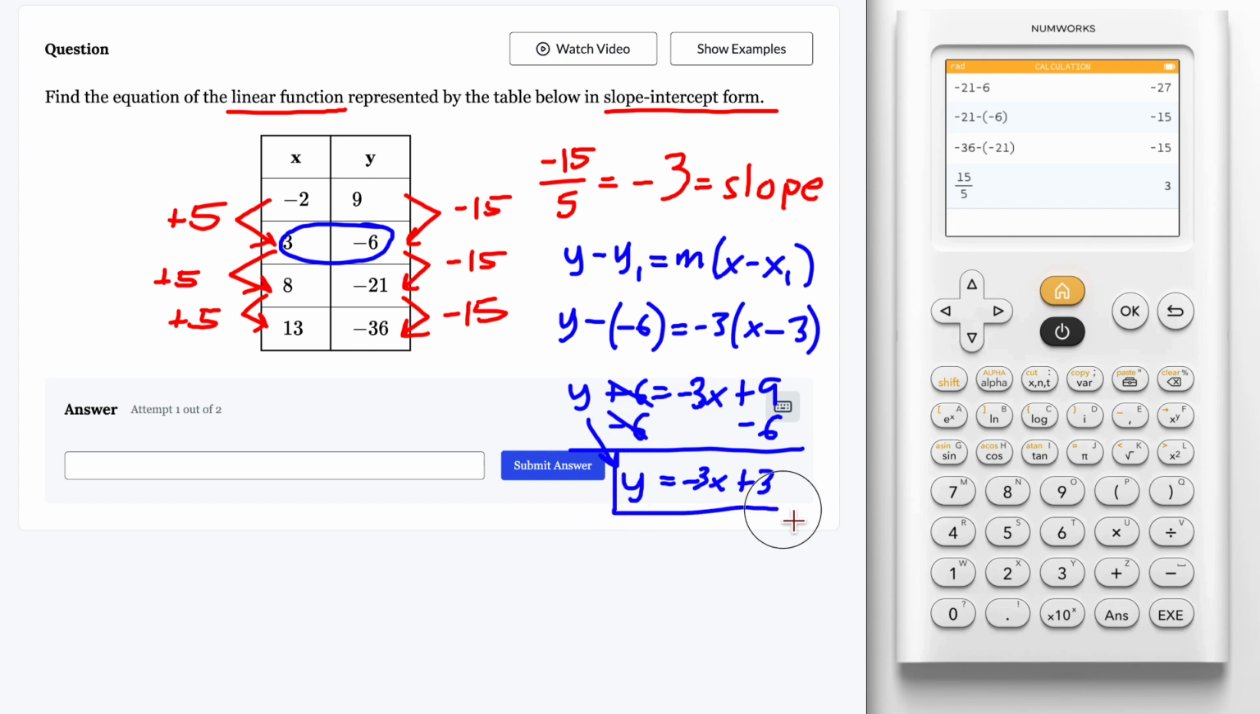And we have our equation in slope-intercept form. This has given us our y-intercept, and we have it in slope-intercept form. And that's all we need to do.